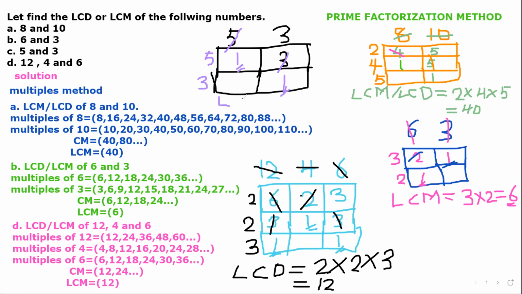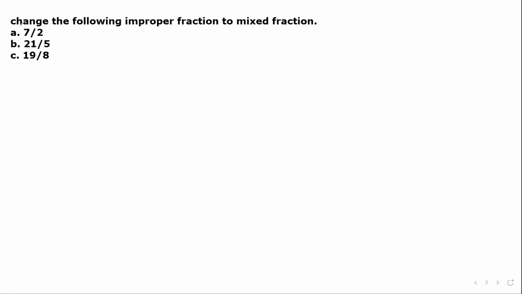So therefore, the LCD is equal to 5 times 3. Okay. And that one is 15. Okay. That is 15. So when you list the multiples of 5, the multiples of 3, the common multiples, and the lowest in the common multiple, you still get 15. Okay. Let's proceed. Good.